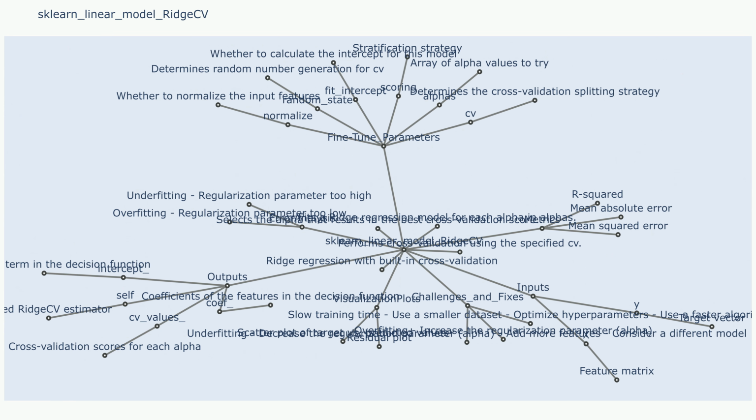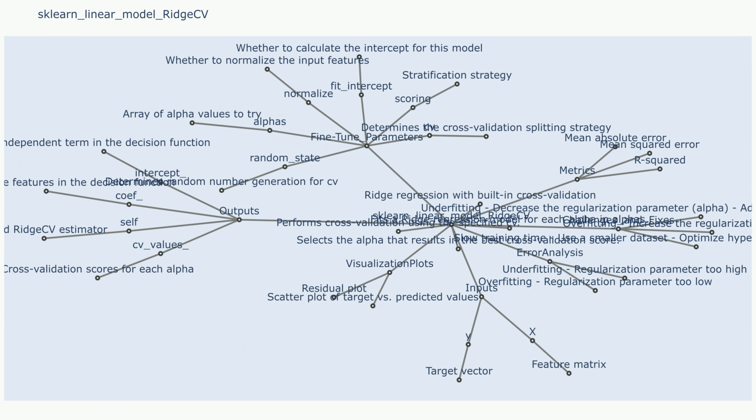Store CV values, a boolean indicating whether to store the cross-validation values for each alpha. Outputs. Coef, the coefficients of the fitted linear model. Intercept, the intercept term of the fitted linear model. Alpha, the optimal alpha value selected by cross-validation. CV values, if store CV values is true, an array containing the cross-validation scores for each alpha value.